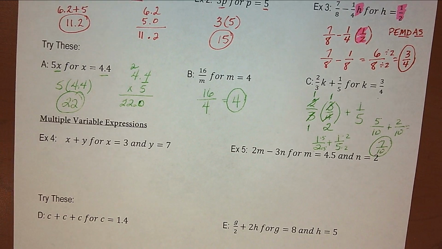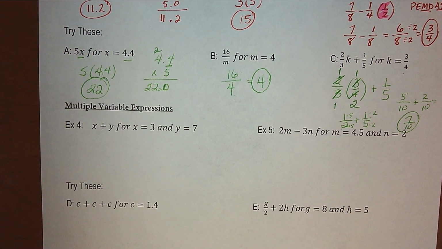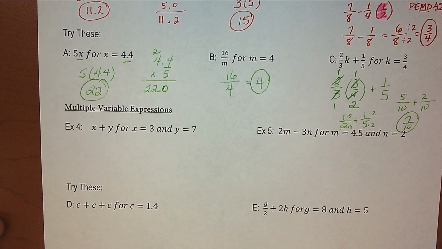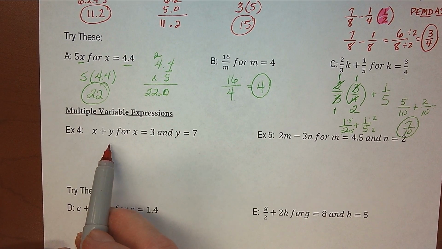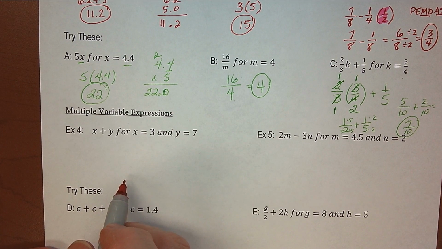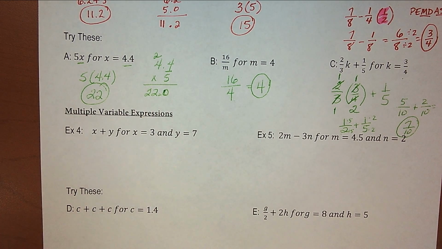Okay, now we're going to do similar problems, except this time instead of substituting in just one number, we'll be substituting in two numbers. So we've got x plus y if x is 3 and y is 7. So thing to be careful about here is that you substitute in the number for x that says x and the number for y that says y.